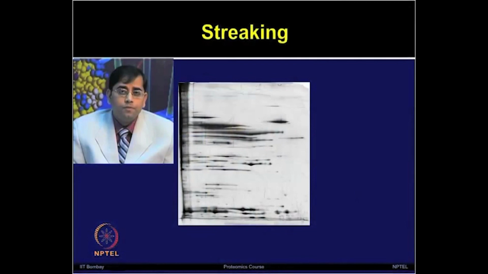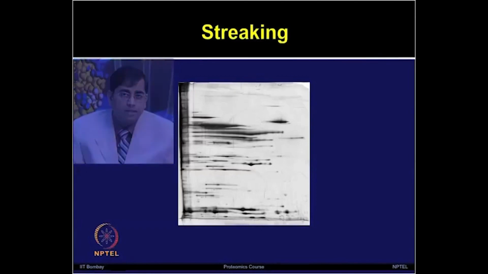Streaking is very often seen because of different types of problems, whether coming from the sample preparation or from different types of interfering components. Often you have nucleic acid or carbohydrates still present in the mixture. The extraction method was not sufficient to eliminate all of those impurities. Many times salts and other interfering components are also present, which interfere in the IEF process, and one can see the streaking pattern after looking at the staining of the gels.